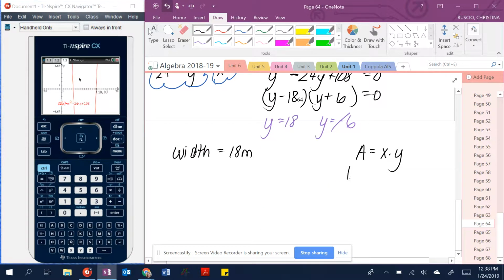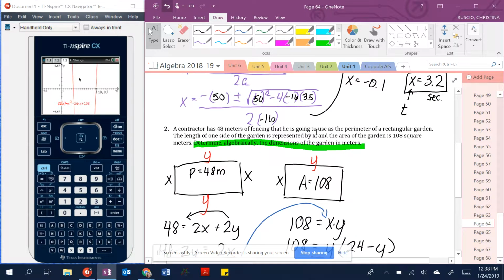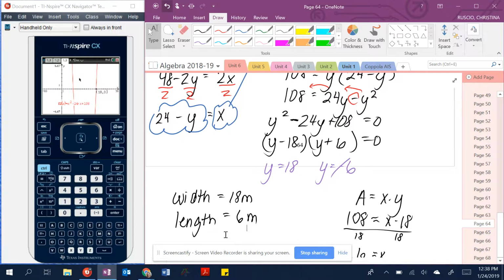So some of you are like, well, Mrs. Ruscio, we already know that 18 times 6 is 108 from above, but I'll just show you in here how we can do that. x times the 18 that we knew, we would divide both sides by 18, and we would get x is equal to 6. So the length is equal to 6 meters. I'm pretty sure. Let me just double check. The length is represented by x. Did we do that correctly? Length is x. Absolutely. So here's my final answer for question number 2.